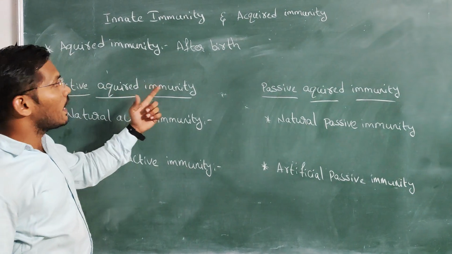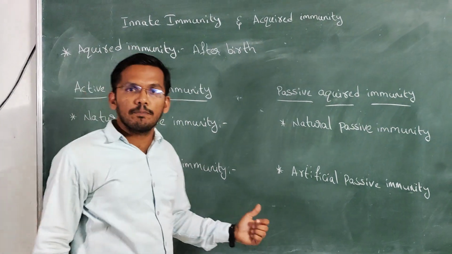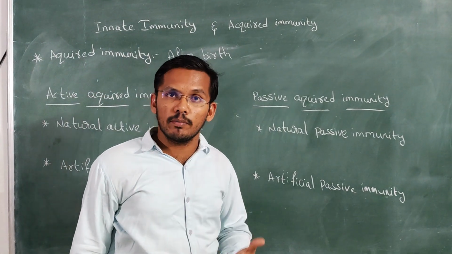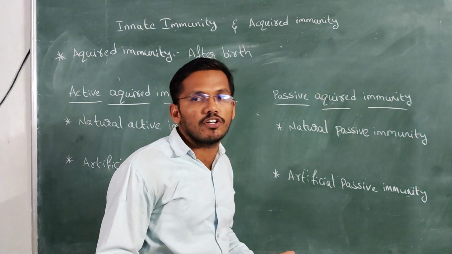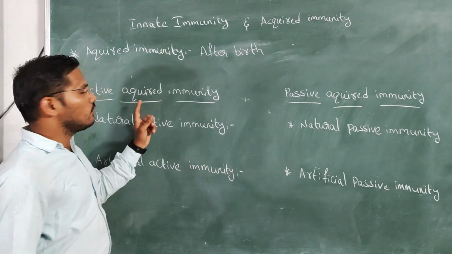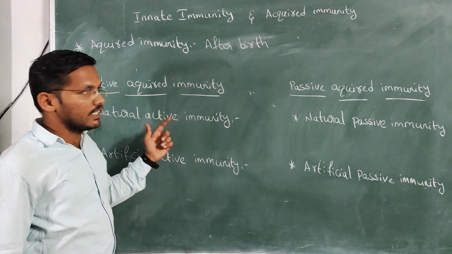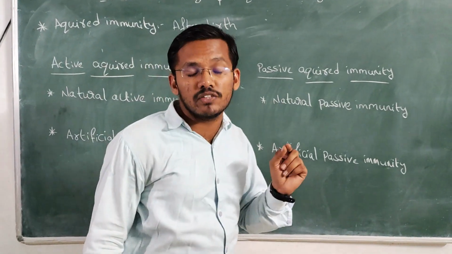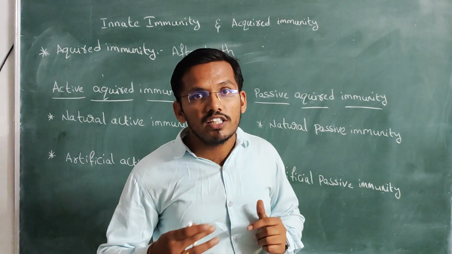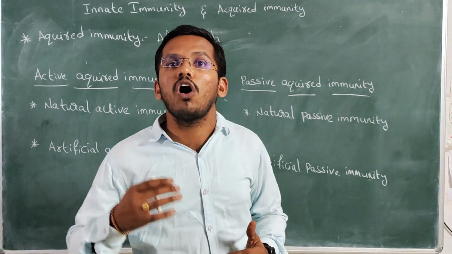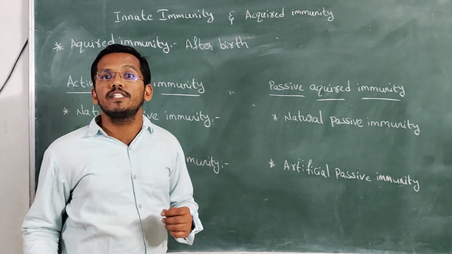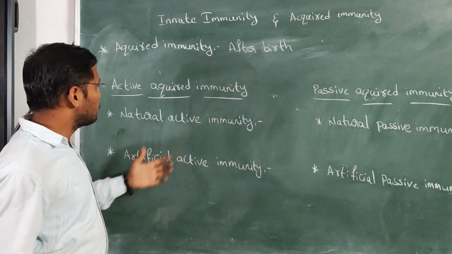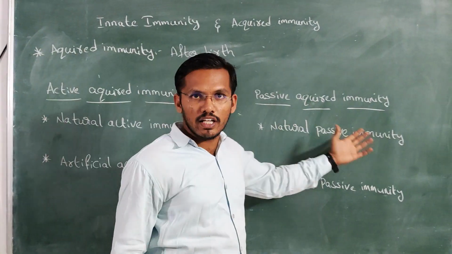Next is acquired immunity. The name itself represents acquired immunity, meaning after birth: the immunity that is developed by an organism after its birth. The types of acquired immunity are two: active acquired immunity and passive acquired immunity. This is a pathogen-specific immunity. That means when the body comes into contact with a microorganism, only then will the body develop the antibodies. That type of immunity is called active acquired immunity.